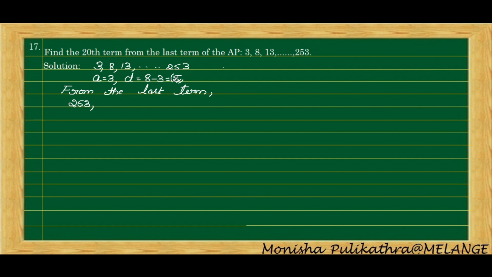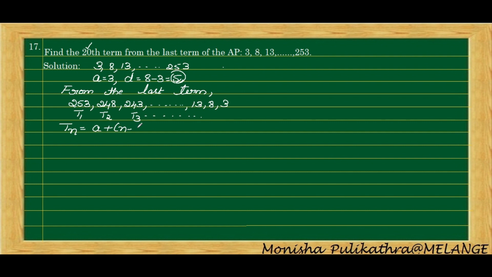Since the common difference is 5, we need to subtract 5 from each of the terms. So 253 minus 5 is 248, and 248 minus 5 is 243, etc. up to 13, 8 and 3. Here we need to find the 20th term. Here this will become T1, T2, T3, etc.